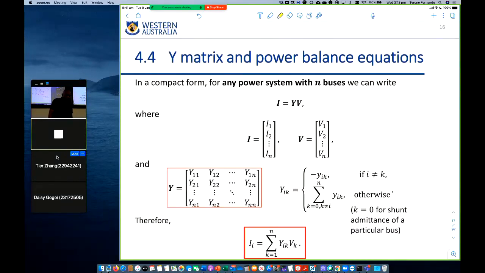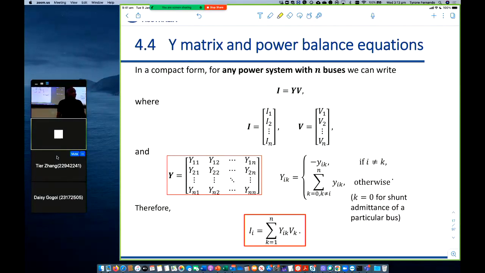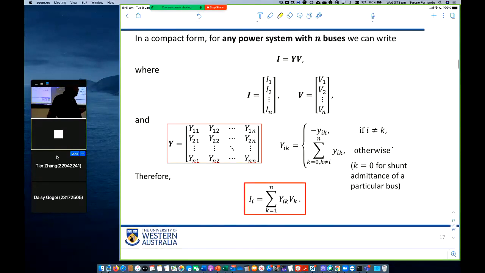Okay, so here it is, the same equation, I equals YV. Y is the admittance matrix, I is the current vector. Now I've said it a number of times, I is the current injections externally into the network, V is the voltage values at the different nodes, and each of the elements of the admittance matrix, notice that they are uppercase Y11, Y12, etc.